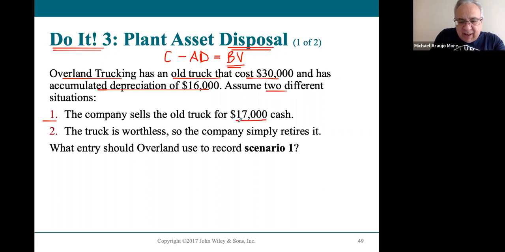$14,000 is the book value. They're getting $3,000 more than the book value. So what would they have to do? They'd have to recognize a gain of $3,000 in the first one.